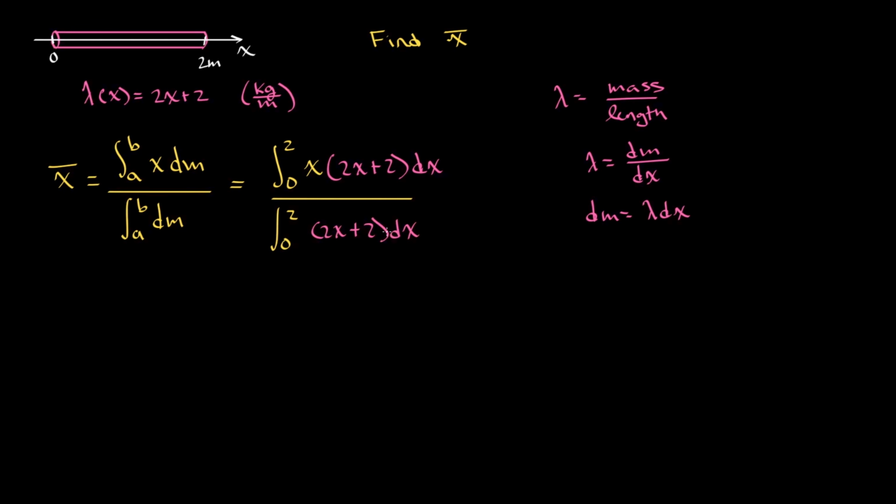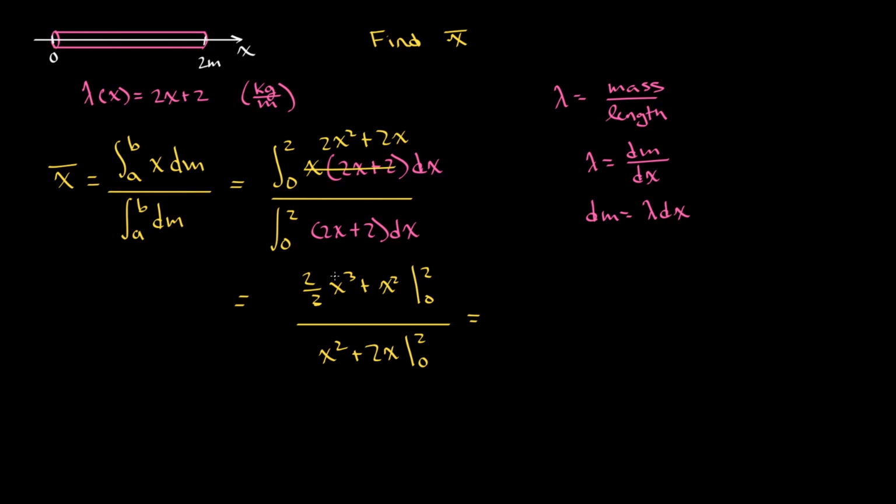All right, now let's evaluate this and see what we get. Let me just clean up this top here. This is going to become 2x squared plus 2x, and then dx still. So anti-differentiating and evaluating both the numerator and denominator, we get the following. We have 2/3 x cubed plus x squared, evaluated at 0 and 2, and then divided by, in our denominator, x squared plus 2x, evaluated at 0 and 2.